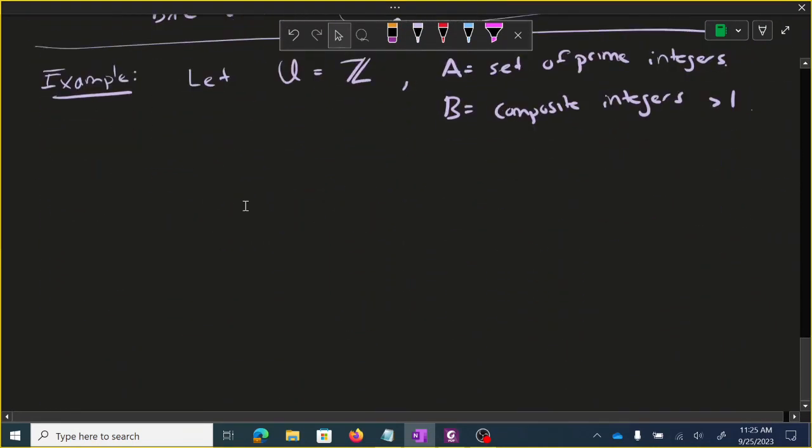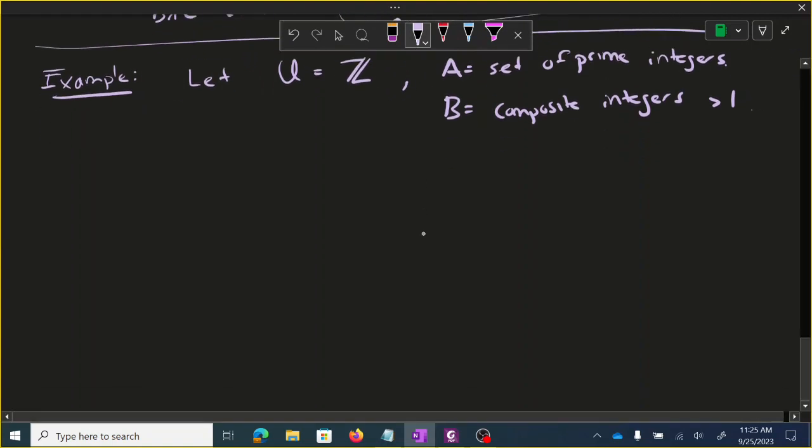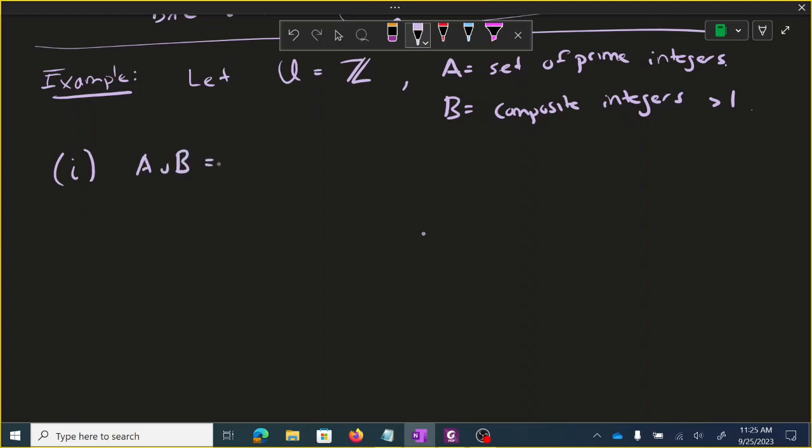All right, here's an example, a little bit more involved, a little bit more thinking. Let U be the universal set of integers. A is the set of prime integers, and B is the composite integers greater than 1. Okay, and let's do some examples. So first off, let's do the problem A union B. Prime integers are defined in this book to be greater than 1.